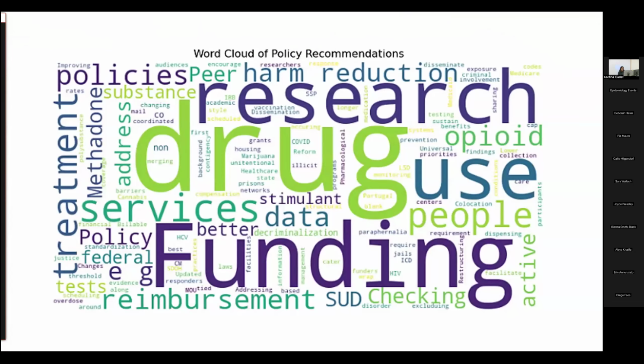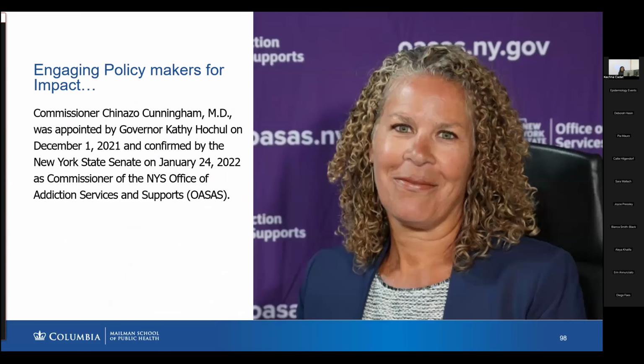And so this is just a word cloud of the policy recommendations that came out of this workshop, where we see that a lot of folks talked about increasing funding, right? And thinking about billable harm reduction services, policy changes around methadone dispensing, and funding overdose prevention centers, similar to what we have here in New York, but also opening them in different regions of the United States where they're most needed as well.